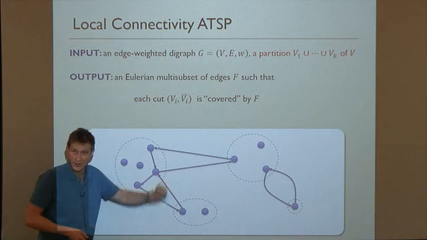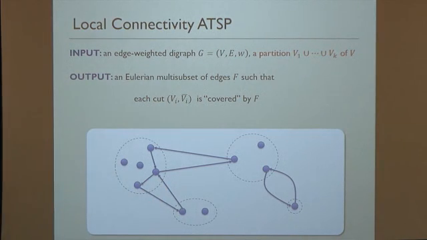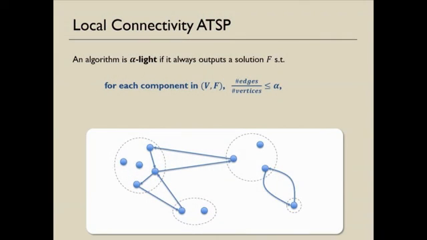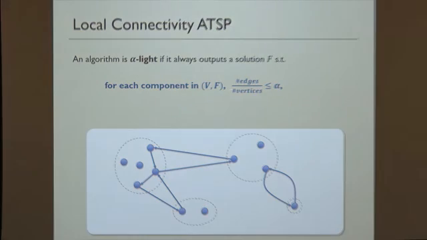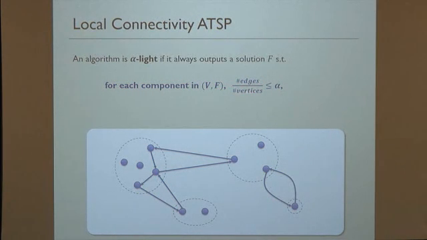The thing that makes it not too easy is that our objective function is also a little bit harder than the ATSP objective function. In ATSP, you just sum up the weight of all the edges, right? Here, our objective function says that each component should be cheap. Let me define this in the unweighted sense first, so that it makes sense. We say that an algorithm for this problem is alpha light if it always outputs a solution F so that each component satisfies that the number of edges over the number of vertices is at most alpha.